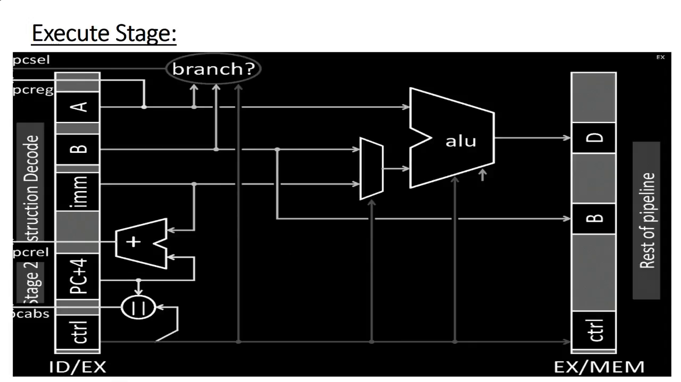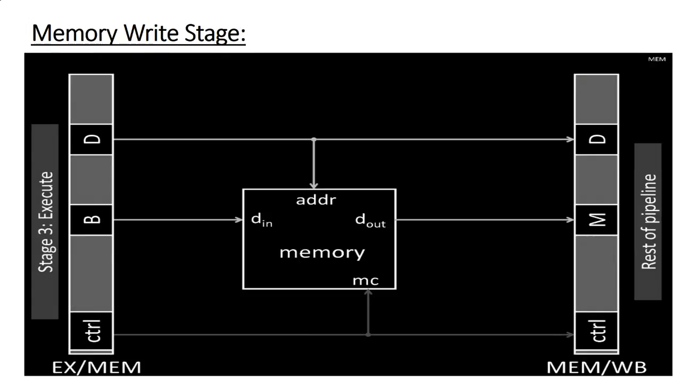Now let's move on to the next stage, which is the memory write stage. Yes, so the ALU has done some operation taking the operands and the opcode. Now the result of the ALU has to be written either to the memory or back to the register file.